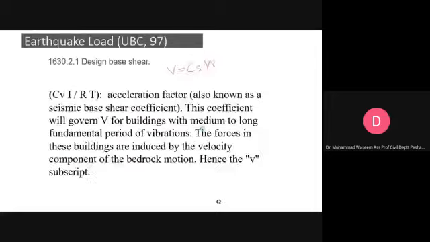And if the fundamental time period of the building, which we have seen that we will estimate using this CT Hn^(3/4), if this is less than 0.7, Ft value will be 0. Then you plug in that value here, you plug in base shear, the weight of the story, height of the story, then you have the summation of weights and heights of all the stories.